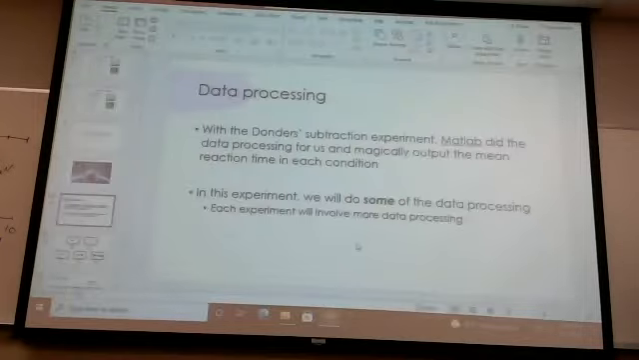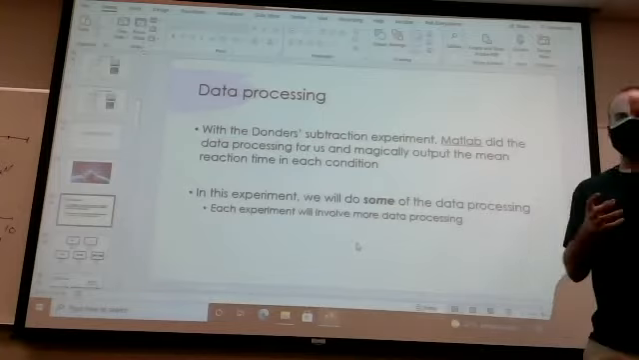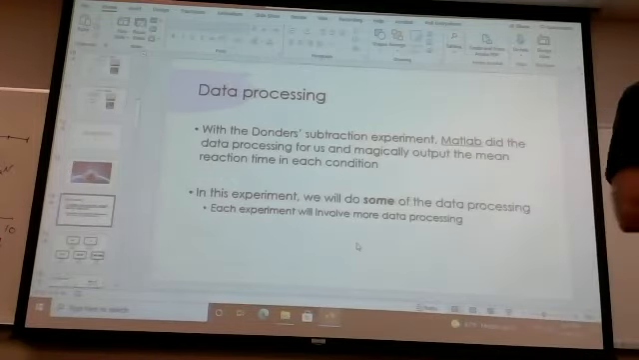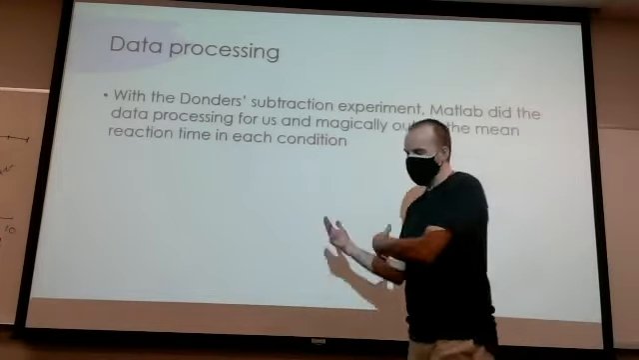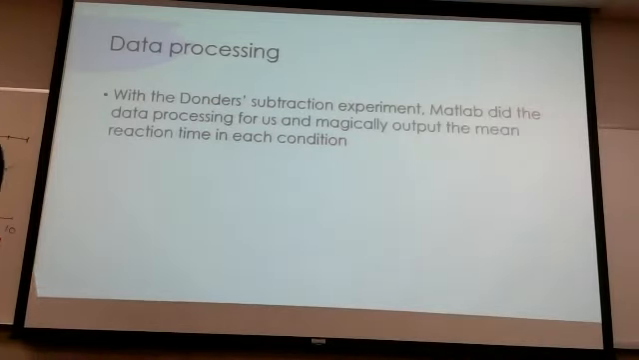So now what I'd like to go over is more of the logistics of what you'll need to do once you get the data from this experiment. And the idea on this slide here is in our last experiment, MATLAB and that program did most of the data processing for you. So it ran the experiment, and MATLAB will always run the experiment, but in Donders, remember at the end, it gave you a number in each condition and said, oh, you've done simple reaction time, your value is this. And that was kind of magical. It just spit out that value for you.